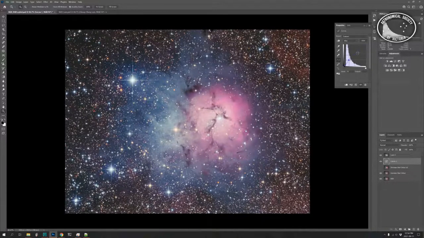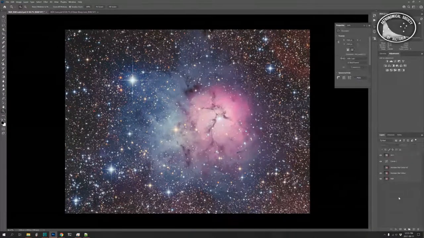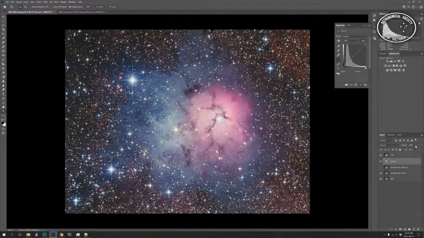And I'm going to call that, this is our loom. Going to call that our Trifid. Is it a bit too blue? Maybe it is. Maybe we can turn down the curves layer. That's amazing.